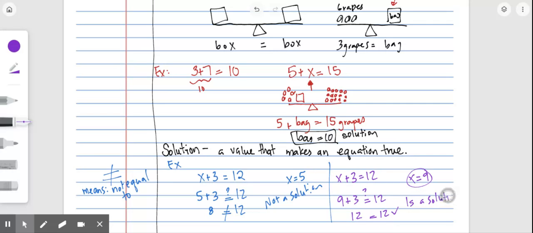Okay. So again, because x is just a placeholder, it's like a bag, and we're trying to figure out how many grapes are inside the bag. I know that there have to be 9 grapes inside the bag in order for both sides of my equation to be equal. Okay. All right, we're going to check some solutions on the next page.